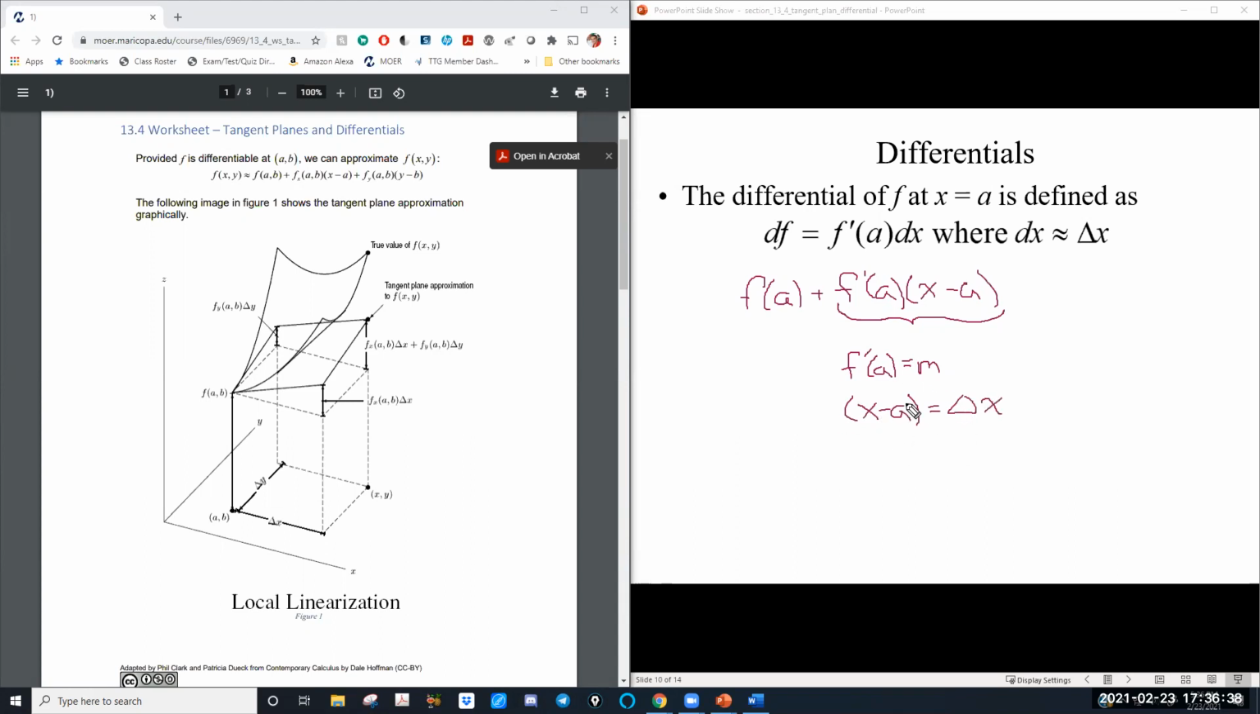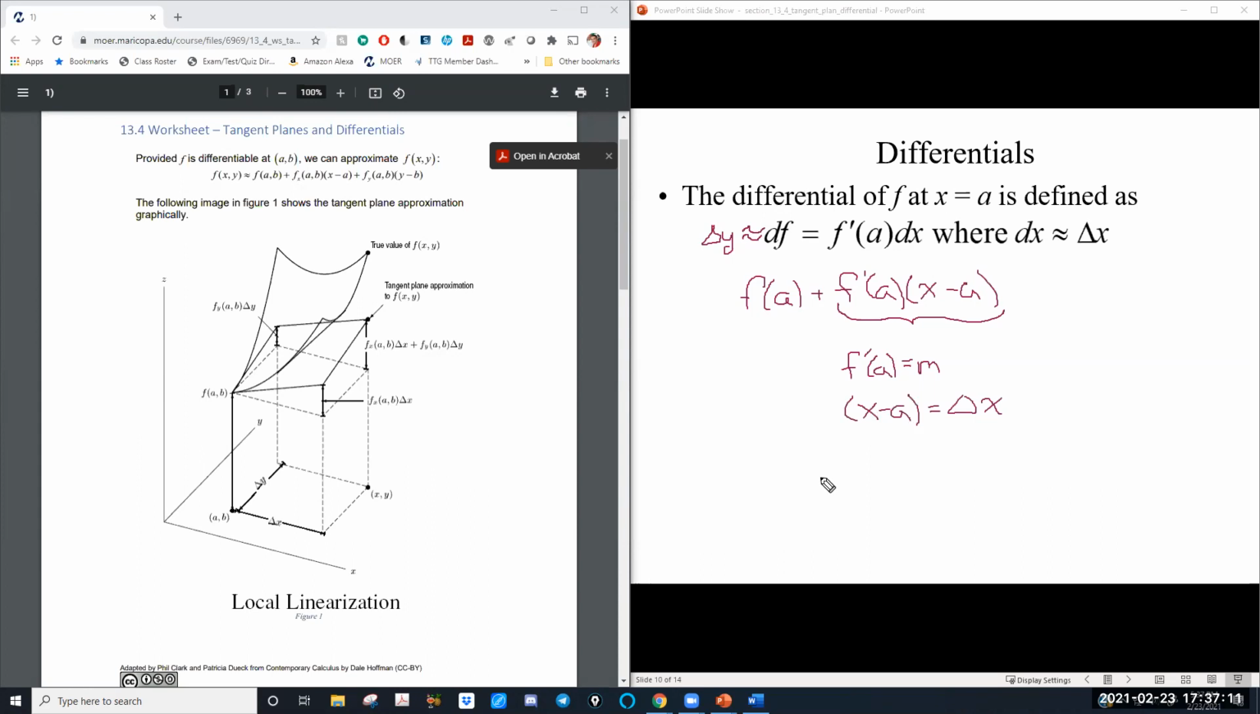So what's happening here with the differential is it's using our rate of change times our change in x to approximate the change in y. That's what the differential is. This approximates our change in y. That's what a differential does.